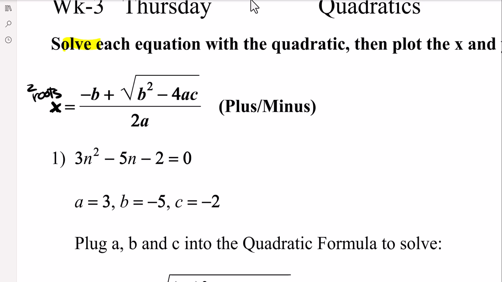x is equal to the opposite of b. So if you have ax squared plus bx plus c equal to 0, the a, the b, and the c. So the opposite of b plus and minus the square root of b squared minus 4 times a times c, all of that divided by 2 times a. Okay, so here's our a, here's our b, here's our c. Our a is 3, our b is -5, our c is -2.